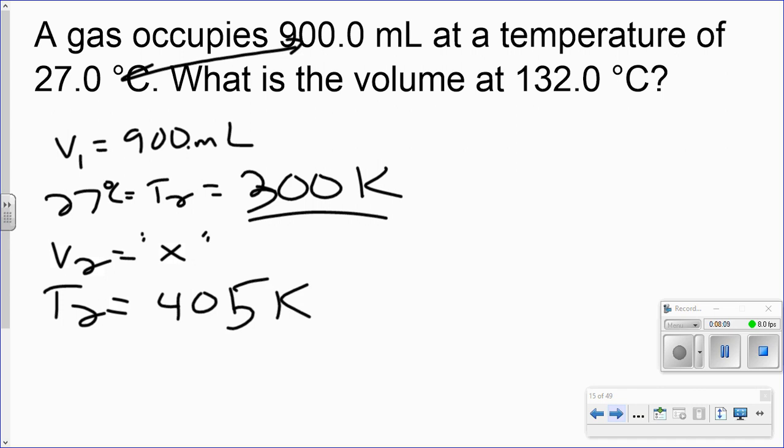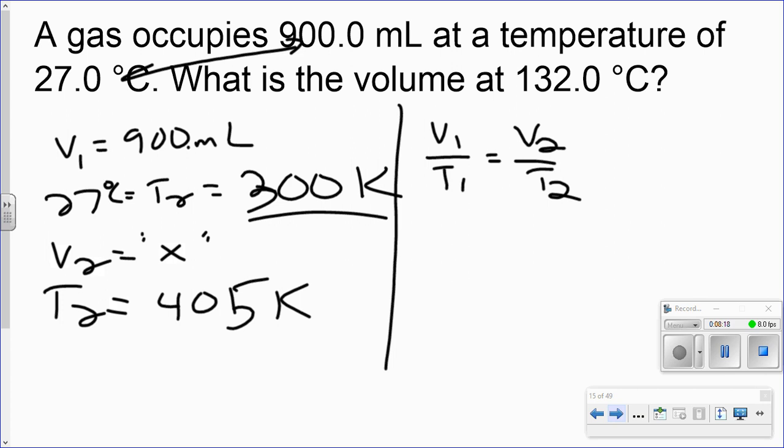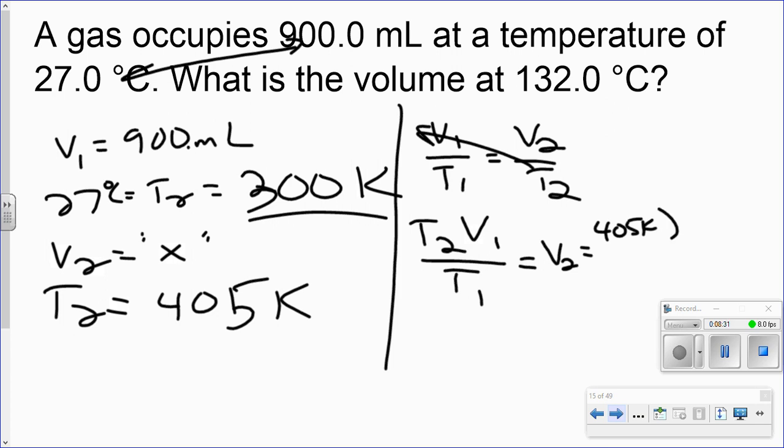Let's plug into an equation. So the equation that we're going to use now is V1 over T1 is equal to V2 over T2. And we're asking to solve for V2. So let's get our T2 up here by multiplying it on both sides. And we end up with this. Okay, so let's plug into that. Our T2 is 405 K. Our V1 is 900 milliliters. And our T1 is 300 K.